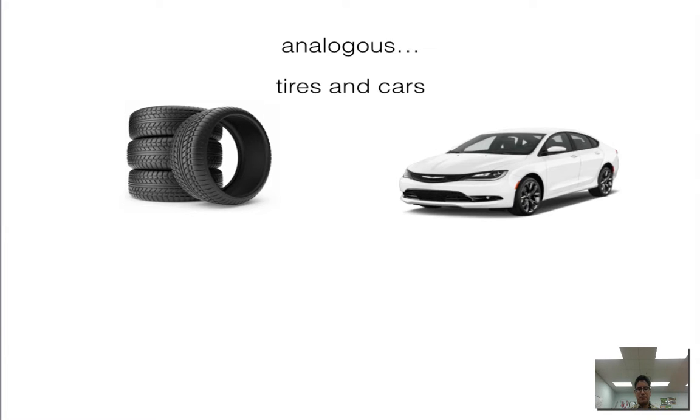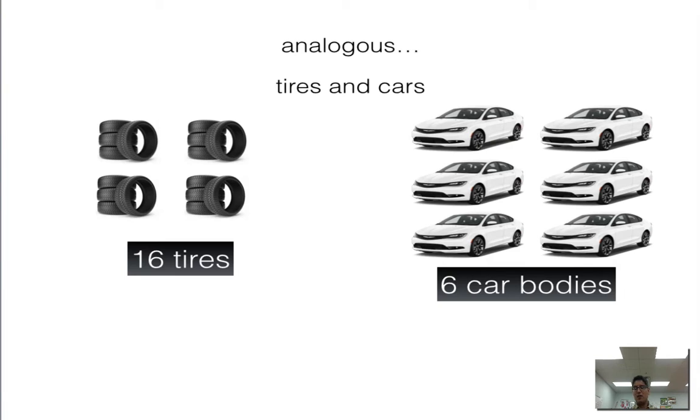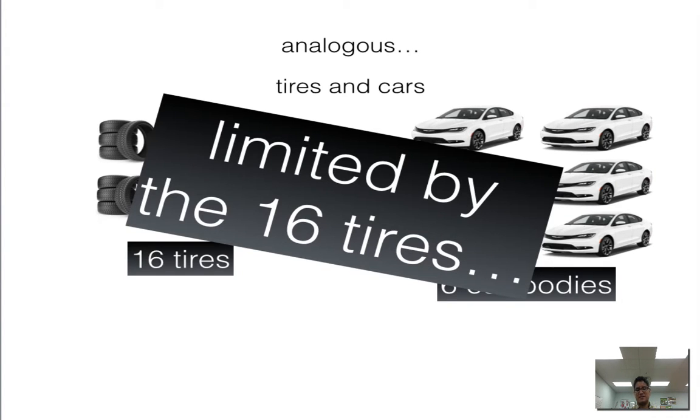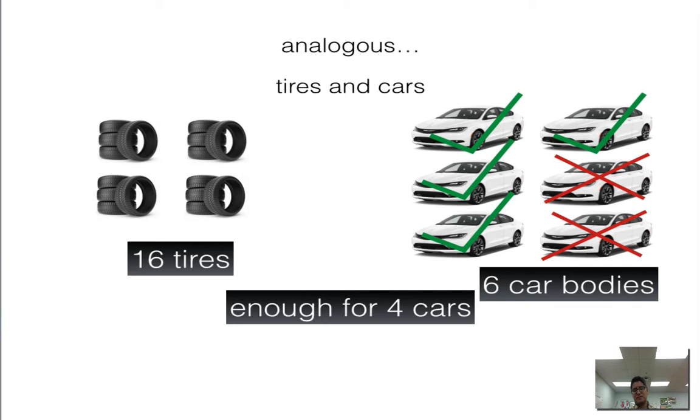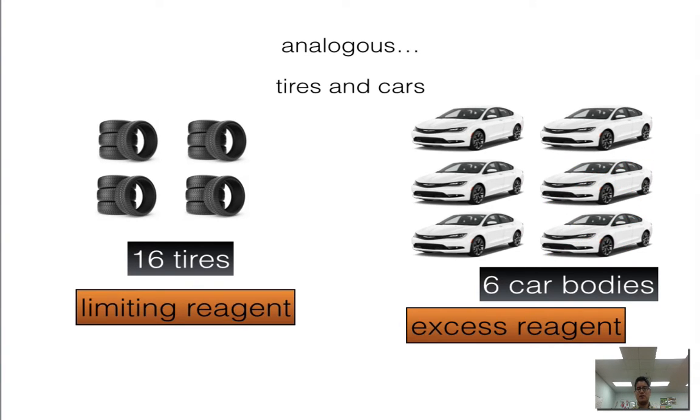That's the excess. If I was to make an analogy of this, I'm going to use tires and cars. Let's say I have 16 tires, and as you well know, it takes 4 tires to make a car. And let's say I have 6 car bodies. The question is, how many cars can I make? Well, I'm limited by my 16 tires. Because I use up all the 16 tires, there's nothing left, and I can make 4 cars, but I'm left over with 2 car bodies. I have an excess of 2 car bodies. So my limiting reagent in this case would be my tires, and my excess reagent would be my car bodies.